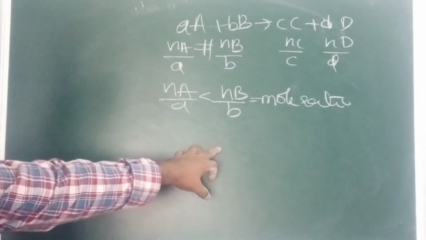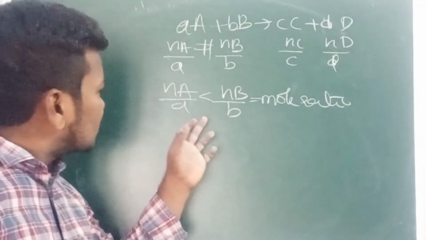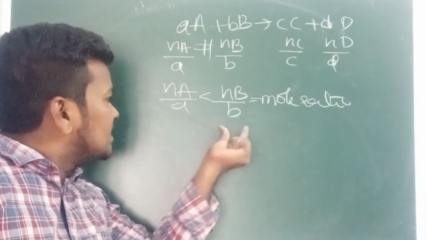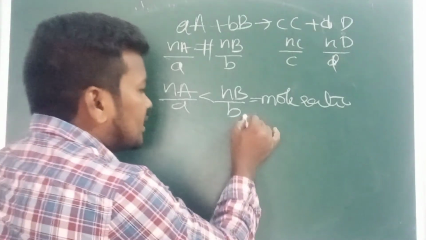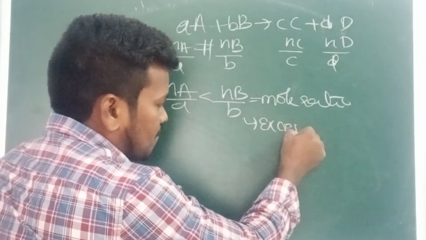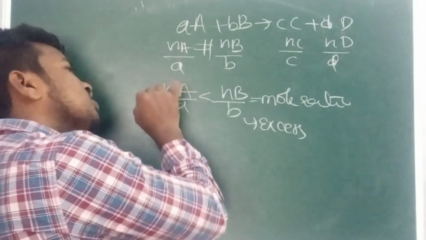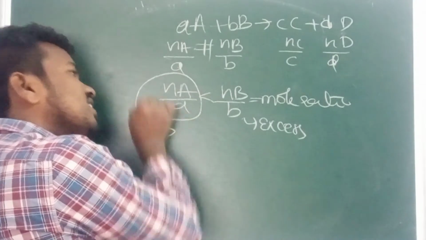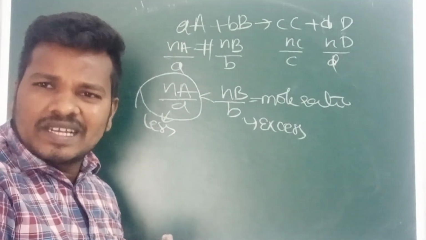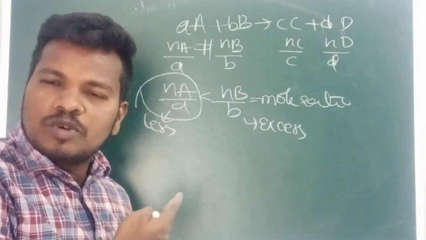What does this indicate? The reaction is controlled here. Here it is the lesser quantity, and here it is the excess quantity. That means the reaction is controlled by A. Why? Because it is the limiting reactant. It will be consumed first.